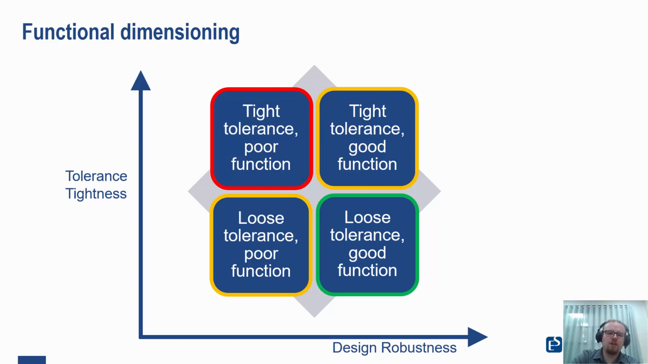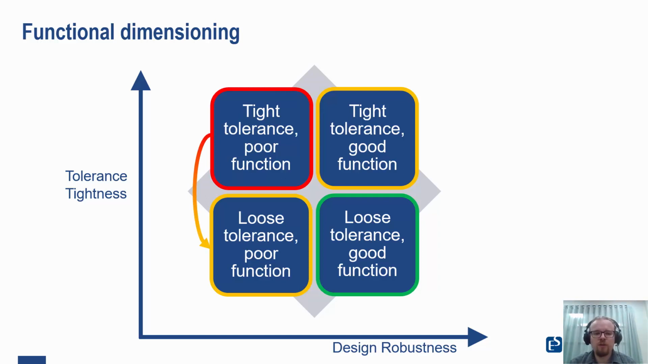Let us first consider the top left corner, where we have tight tolerance with poor function. If we have tight tolerances, this is naturally going to be relatively expensive and difficult to achieve, but we're not achieving good function. This could indicate that our tolerances are allocated incorrectly, perhaps in the less important places, and we should have finer tolerances in different locations on our geometry. But this is probably where we really do not want to be, which is why it's highlighted in red.